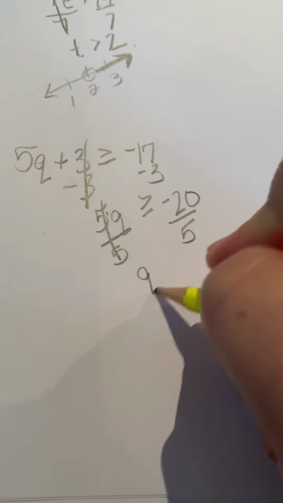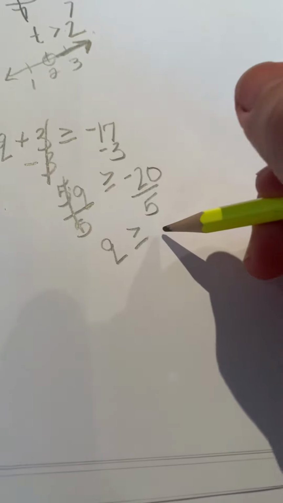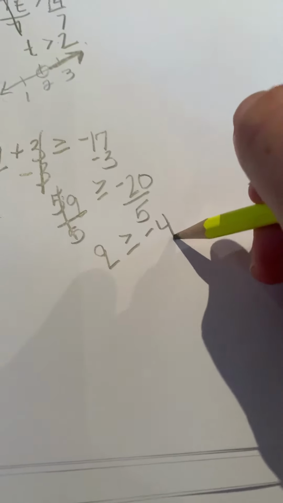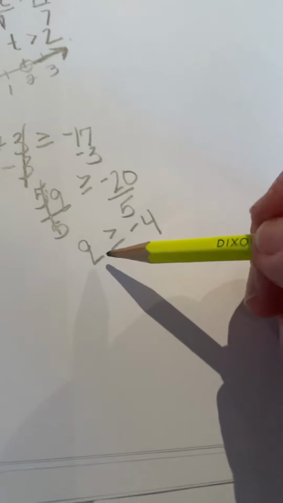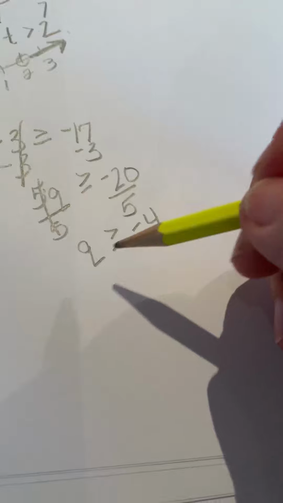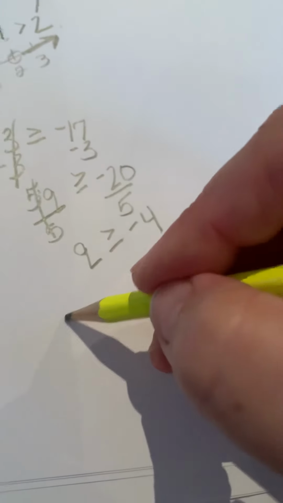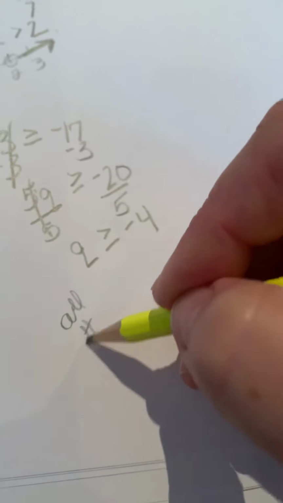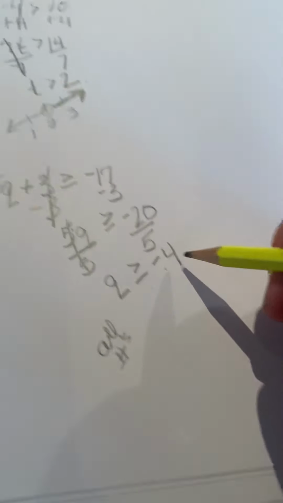All right, then undo multiplication with division. Now this time, you just have to pay attention to your signs a little bit, okay? So negative 20 divided by 5, you're going to have negative 4. Now remember with inequalities, it's not just one answer. You don't say q equals a single value. It confuses the brain a little bit because you're used to getting one value for one variable. You should read this as all numbers, all values that are greater than or equal to negative 4, okay?